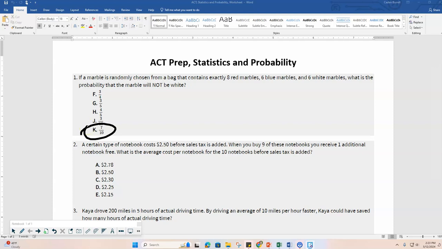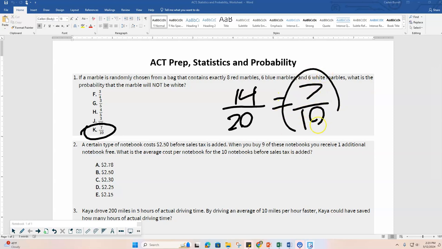Welcome, welcome, welcome. So, the marble is randomly chosen from a bag that contains 8 red marbles, 6 blue marbles, and 6 white marbles. That is 20 total marbles. And what is the probability that the marble will not be white? Well, there are only 14 marbles that aren't white, the red and the blue ones. Well, Mr. Burrell, 14 out of 20 isn't an option. What am I supposed to do? Gotta simplify that fraction. 14 over 20 simplifies to 7 over 10. So that's where the 7 out of 10 comes from. Okay, you all got that. I don't think we need to dwell on that too much.